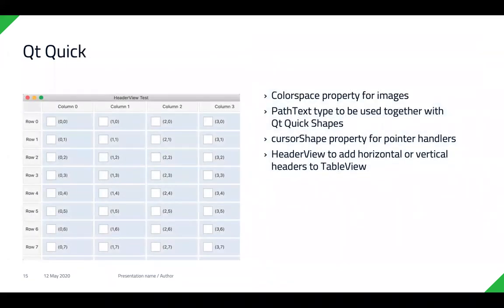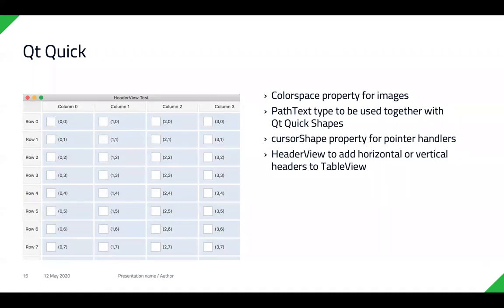Qt Quick has gained a few new things. We've added a color space property for images, so you can now do color space conversions on the QML side without having to go through C++. You can actually create a path out of text, and you can use that together with the Qt Quick Shapes module. So you can convert the text into a path.